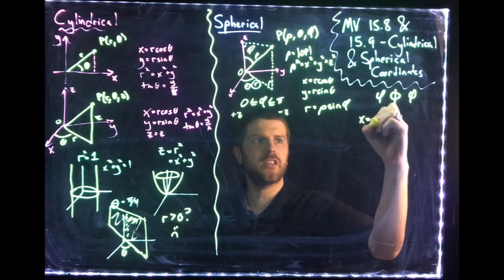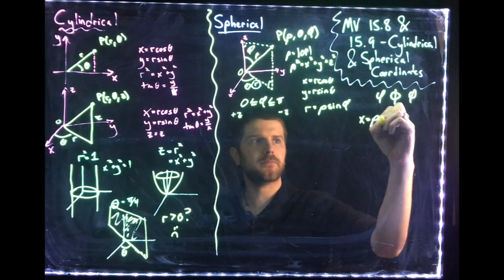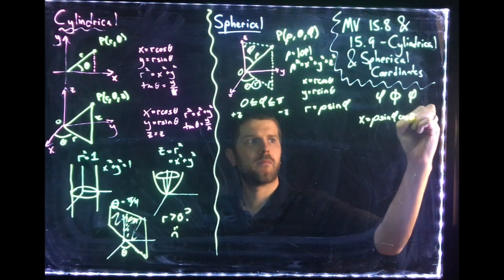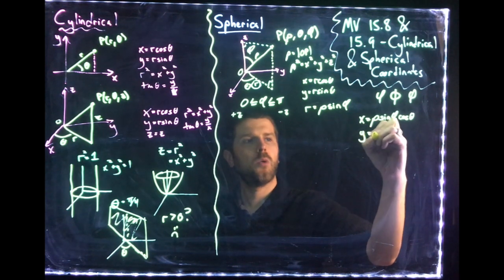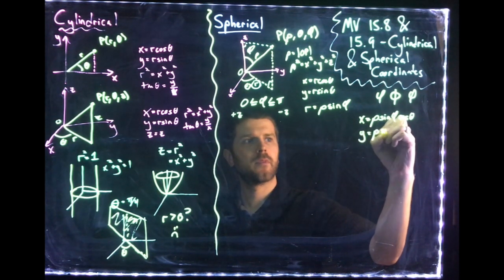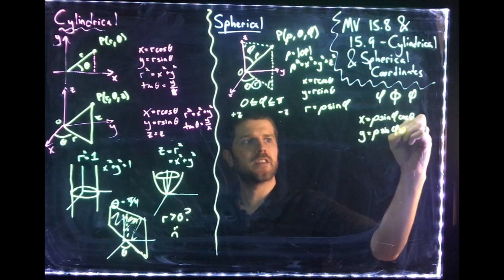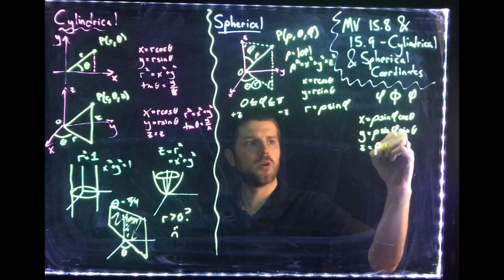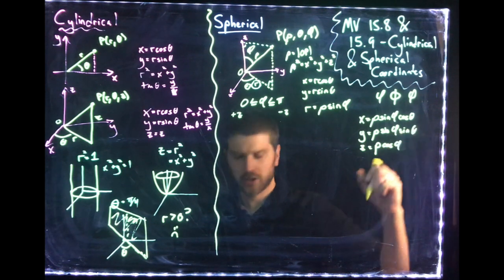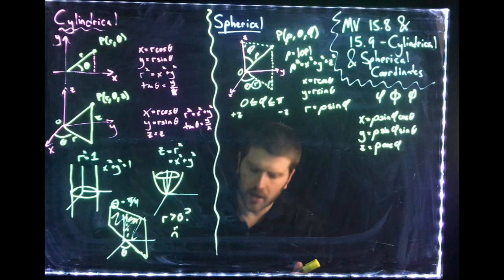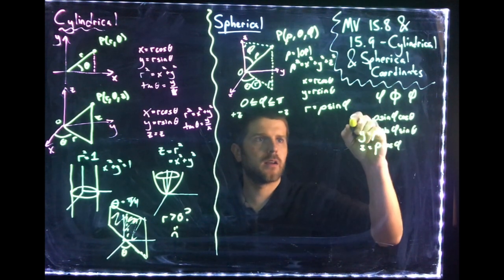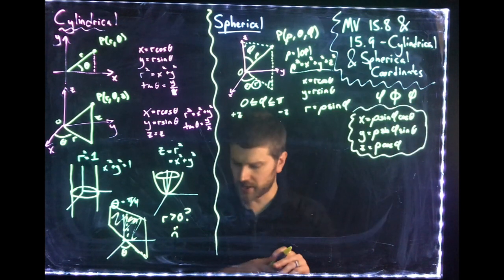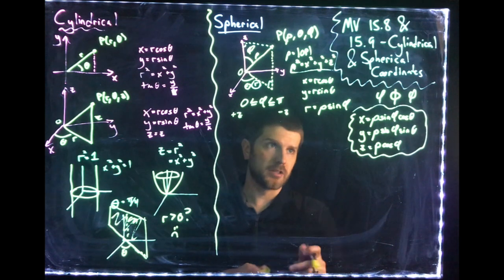So we get x equals rho sine phi cosine theta, y equals rho sine phi sine theta, and z equals rho cosine phi. And these are our full set, plus, of course, rho squared is x squared plus y squared plus z squared.